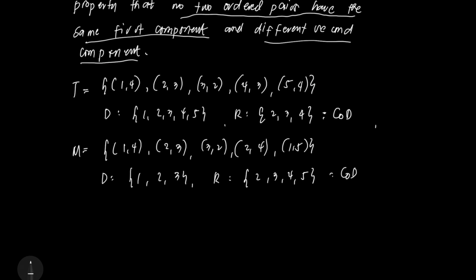Now, can you find two ordered pairs with the same first component and different second component? Yes, we have (1, 4) and (1, 5). Also, we have (2, 3) and (2, 4). So (1, 4) and (1, 5) alone violate the condition that no two ordered pairs have the same first component and different second component. Okay, the 1 here is associated to 4, and at the same time it is associated to 5. So the first one is a function, but the second example is not a function. Question: is it clear?